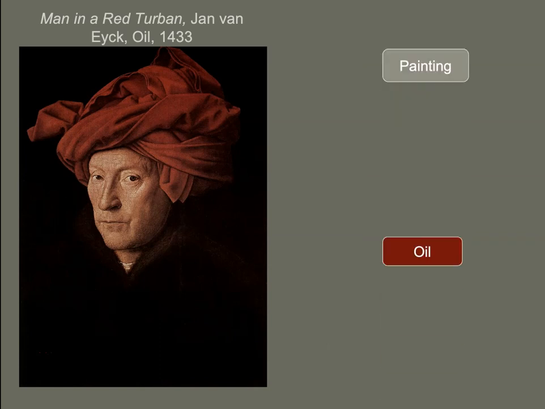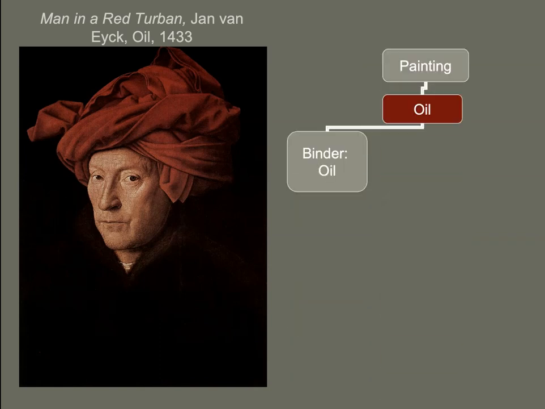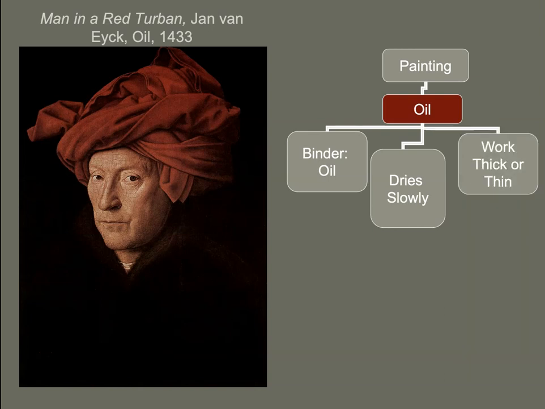So oil painting, the binder is oil. One of the benefits or negatives of oil painting, depending on how you look at it, is that it dries very slowly. I mean, it can take months for a painting to dry. You can work thick or thin, and depending on how you work, that's going to result in a certain look. If you work thick, oil paint is called impasto, whereas if you work thin, it's going to be a glaze.